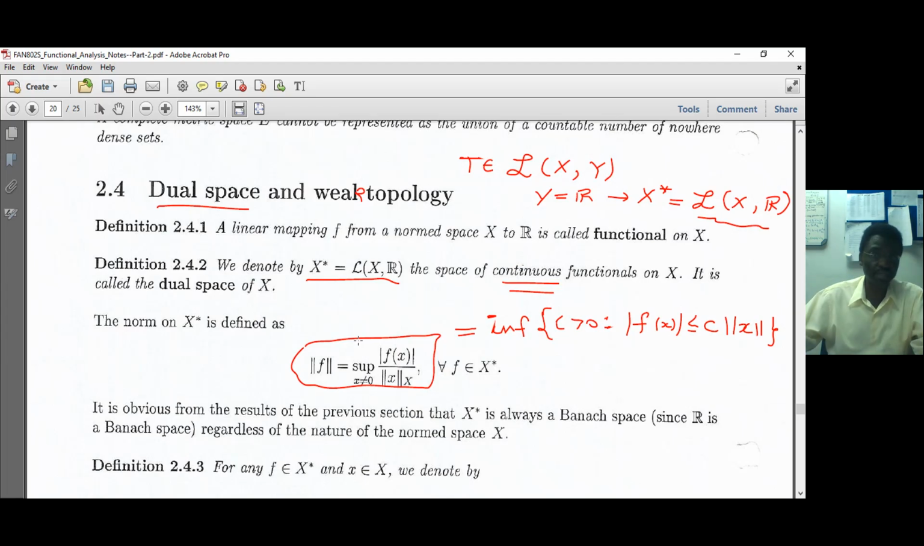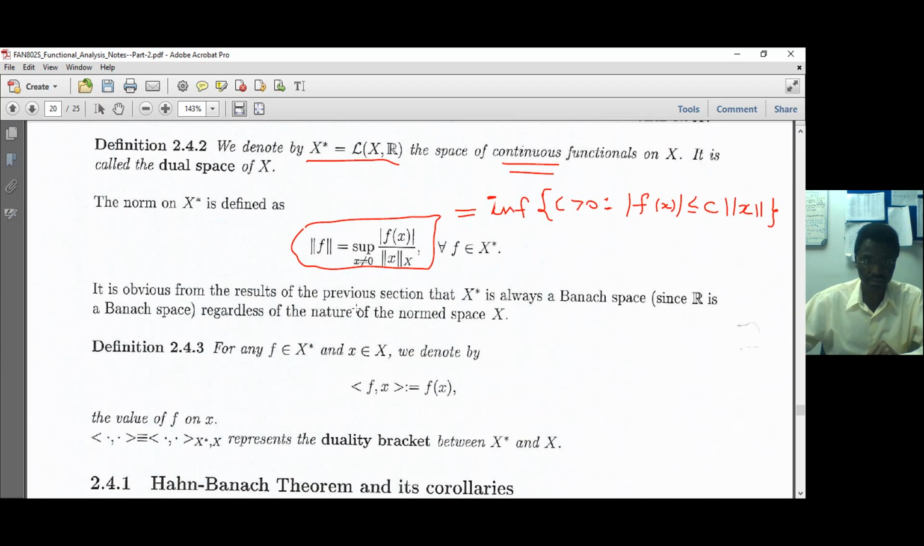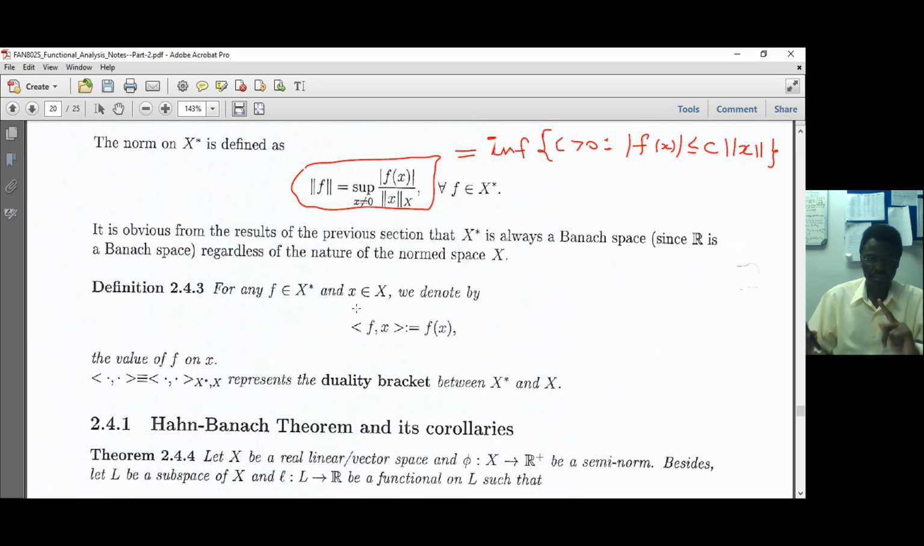And X star is a Banach space already because R is a Banach space. So that's a known result. Now, because we are talking about the dual, instead of writing f of x, it will be better to denote f of x as the duality bracket, f with x, just to indicate that this is a duality bracket. Because the lowercase x is an element of capital X, and this f is in the dual.